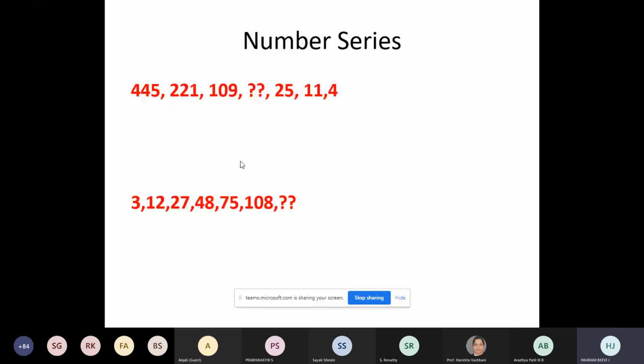So the next one, 445, 221, 109. Then the next element, don't know. Then 25, then 11, then 4. So here also the sequence follows some pattern. Okay. 445.